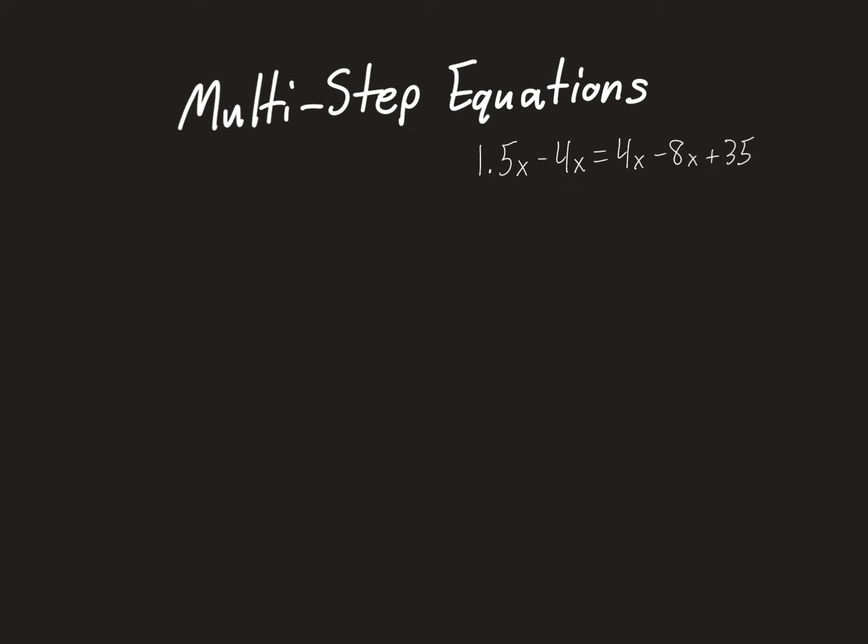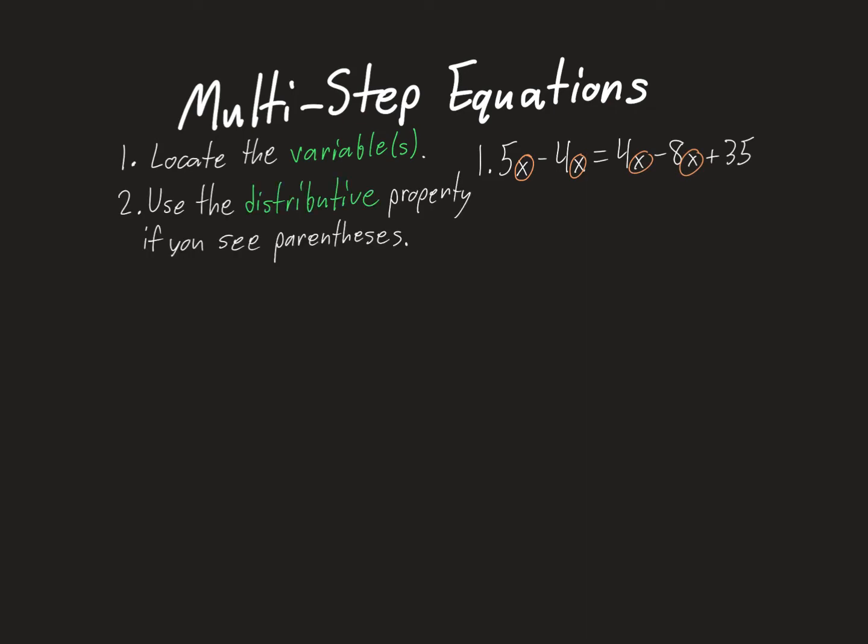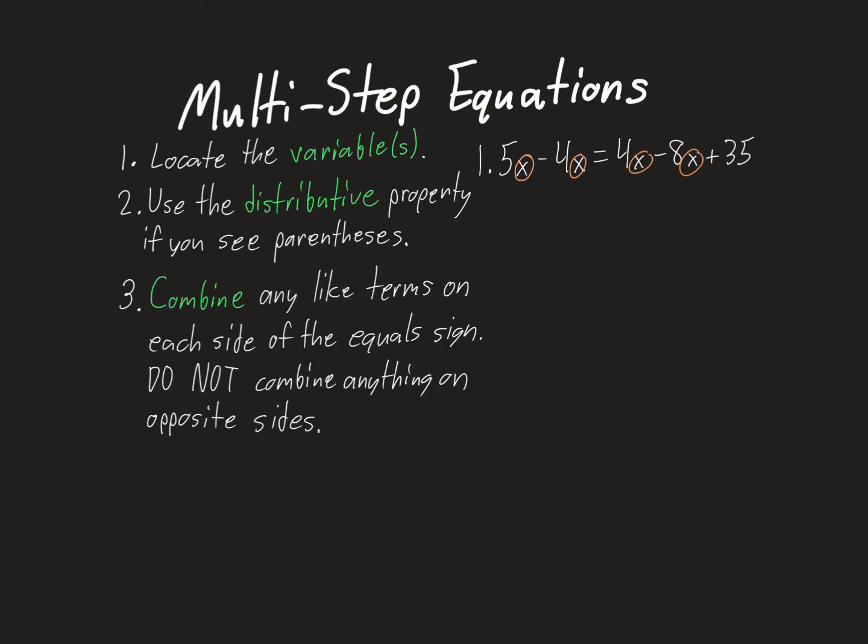Let's consider the first example. First, we will need to locate the variables. They're all x's, here, here, here, and here. Next, we will use the distributive property if we see parentheses. Here, we have no parentheses, so we will skip step 2. Step 3 is to combine any like terms on each side of the equal sign.